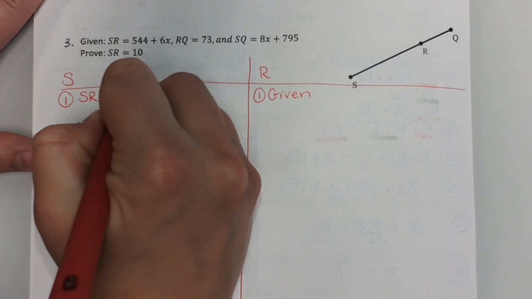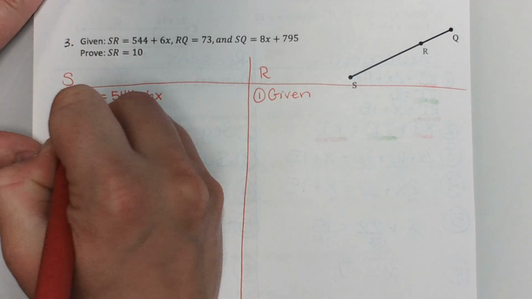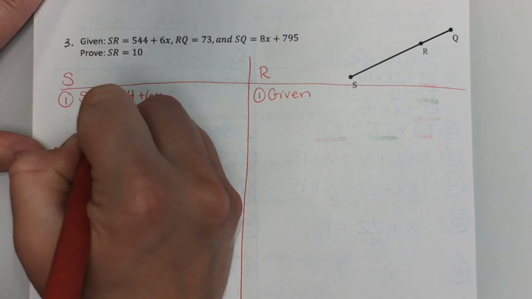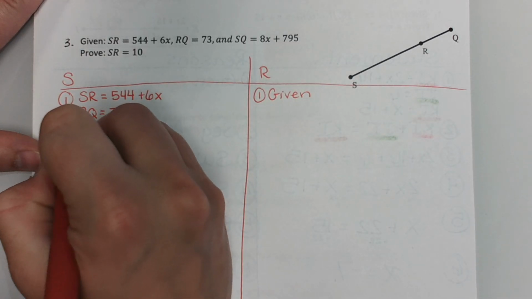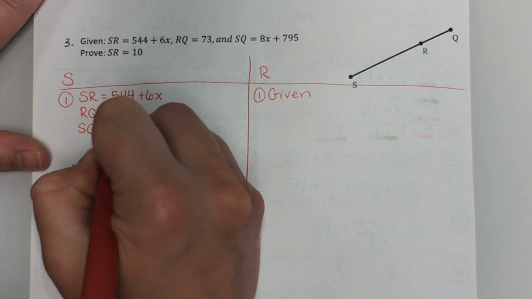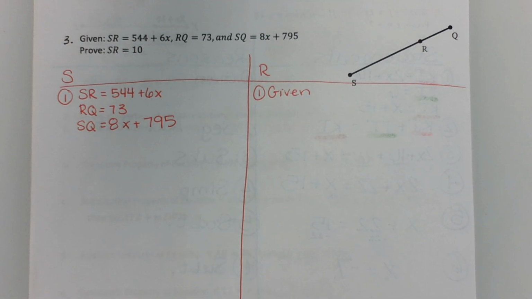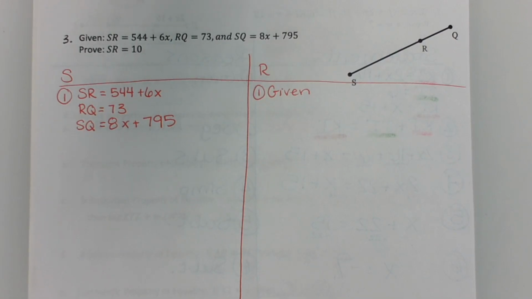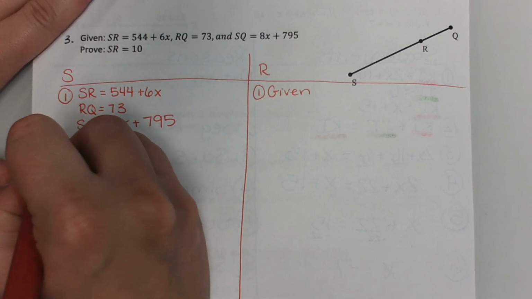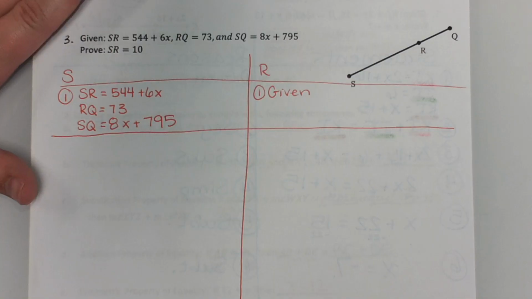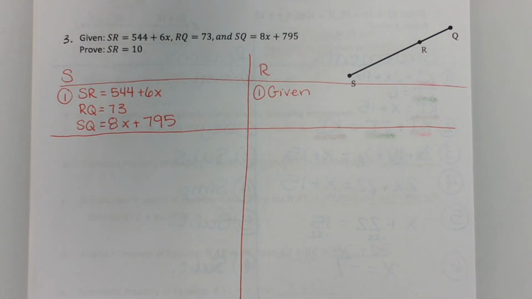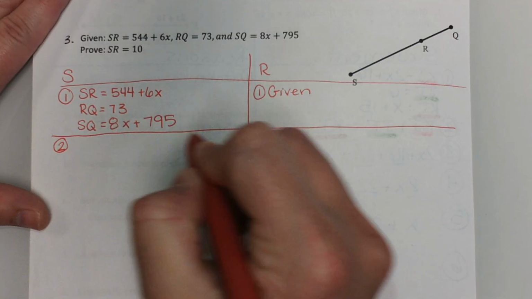SR equals 544 plus 6x. RQ equals 73. SQ equals 8x plus 795. If you are a person who really struggles with lining things up, because your right and left side should line up, you can always draw bars after your steps as well to help you organize. You don't have to, but if that helps, do that.